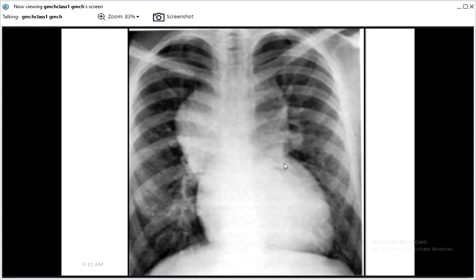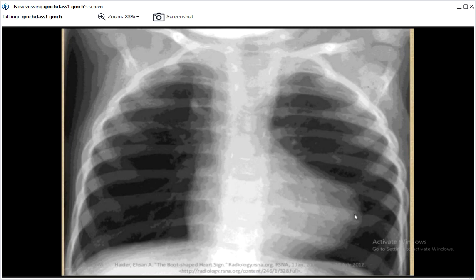Here you can see what is this? This is a figure of 8 appearance. So this is characteristic of which disorder? This is characteristic of TAPVC, or total anomalous pulmonary venous connection.